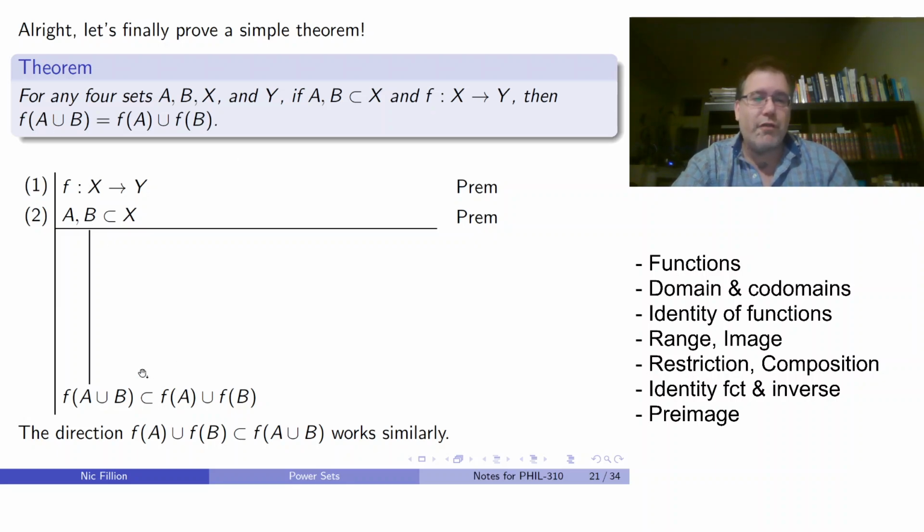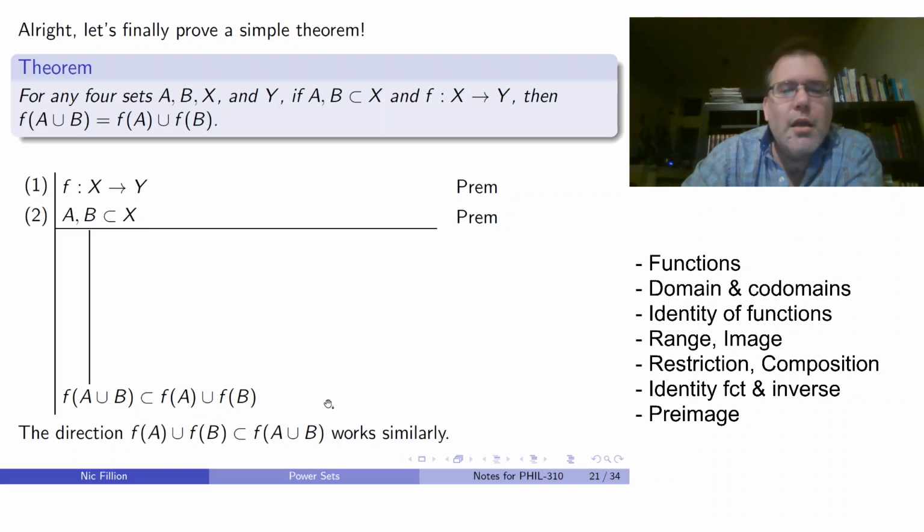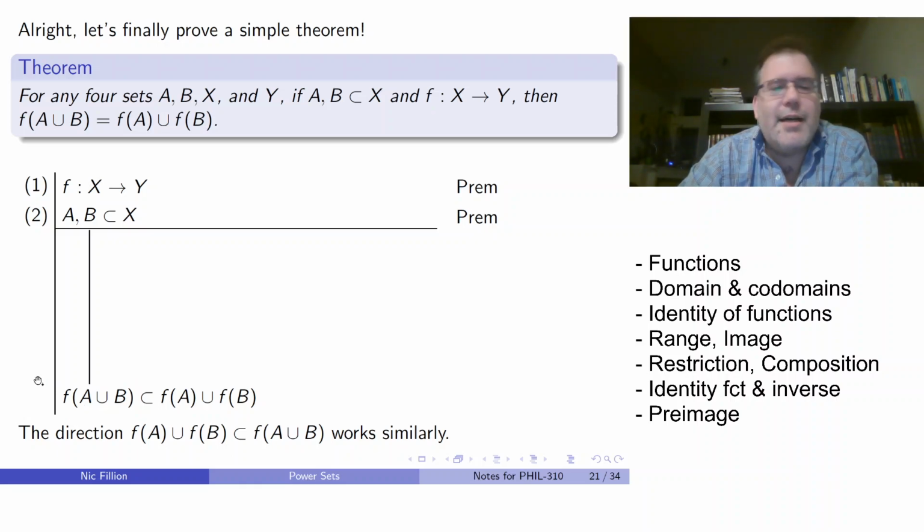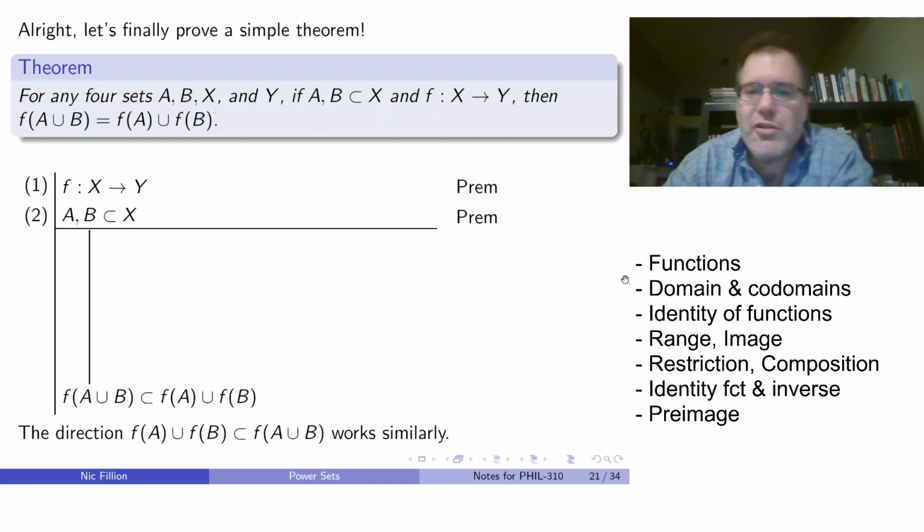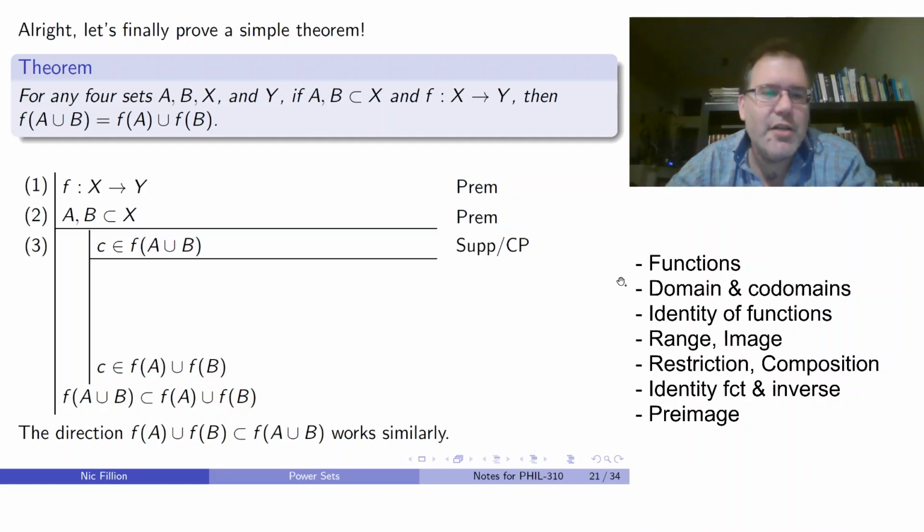So here I'll just do the first direction, showing that the left-hand side is a subset of the right-hand side, because the other one works similarly. You really just change the order of the lines, writing the last first and vice versa, and it just gives you what you want. Okay, so now my conclusion is a subset claim, which means that for all x, if x is in this, then x is in this. So let me skip the step with the universal generalization and the definition of subset and just assume that some arbitrary element is in f of A union B.